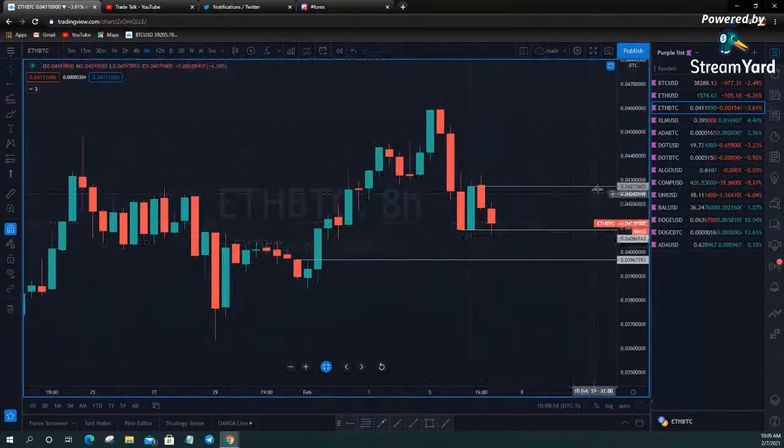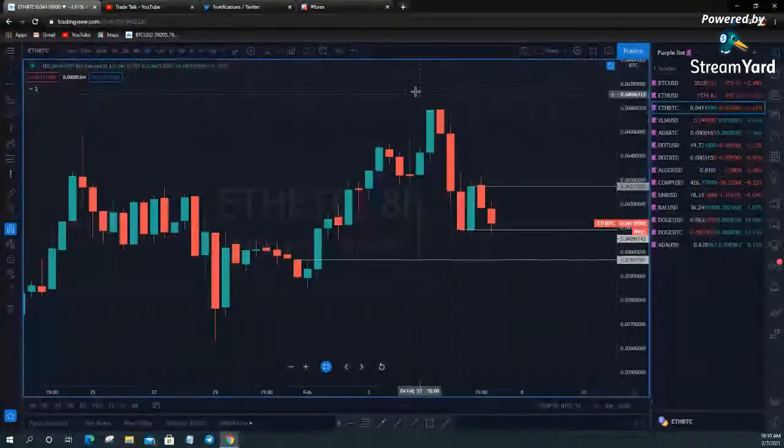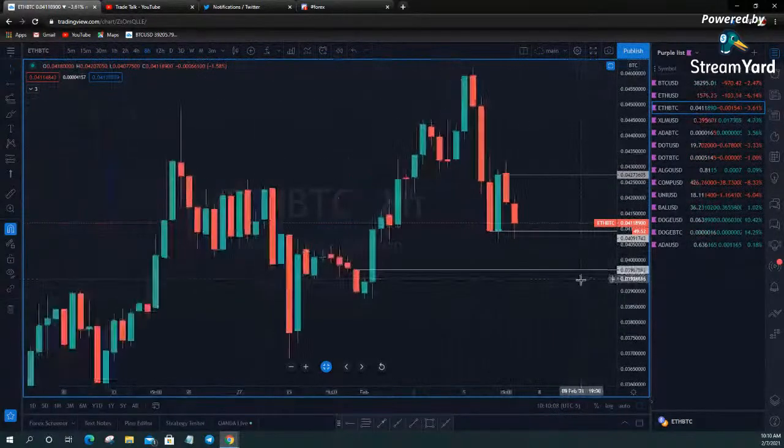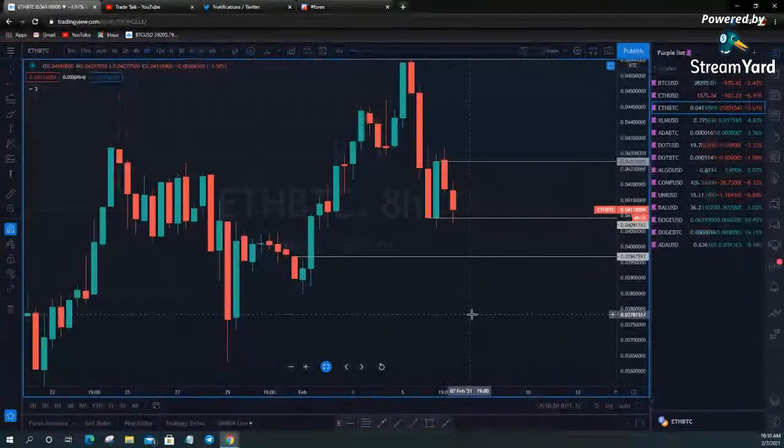So we will currently look to see if the same people that sold up here want to now buy down here or lower. No one wants to buy up here. So this pullback is absolutely 100% okie dokie.